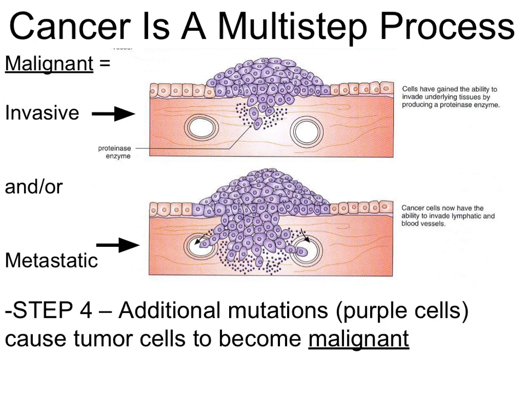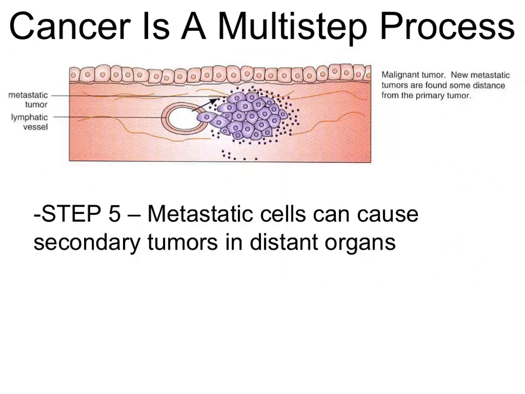Anyway, the purple cells now have gained the ability to invade nearby tissue. This tumor is invasive. Not only that, but purple cells have broken off of the main tumor and gained access to nearby blood vessels. This tumor is metastasizing. Since the tumor shows invasiveness and metastasis, now this tumor is malignant, and this is officially cancer.